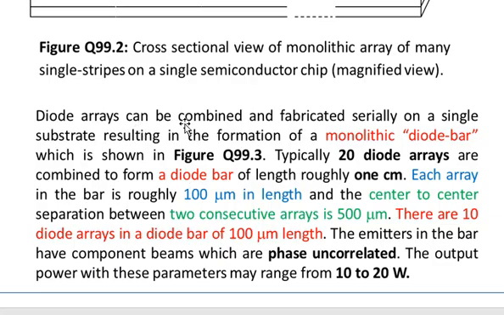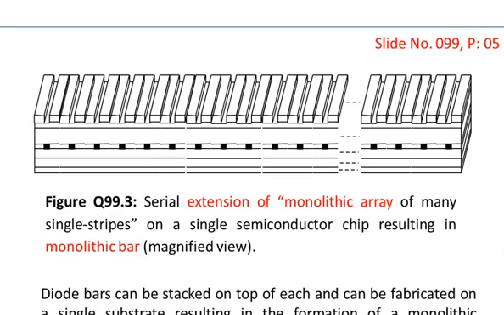Diode arrays can be combined. You see that I have given the single strip semiconductor laser, and in figure number 2 I have described diode arrays. Now we are going a step further and talking about a diode bar. So diode arrays can be combined and fabricated serially on a single substrate, resulting in the formation of a monolithic diode bar, which is shown in figure 3. So let's have a look at figure number 3. You see that this is very long and you can treat it as a bar, a diode bar.